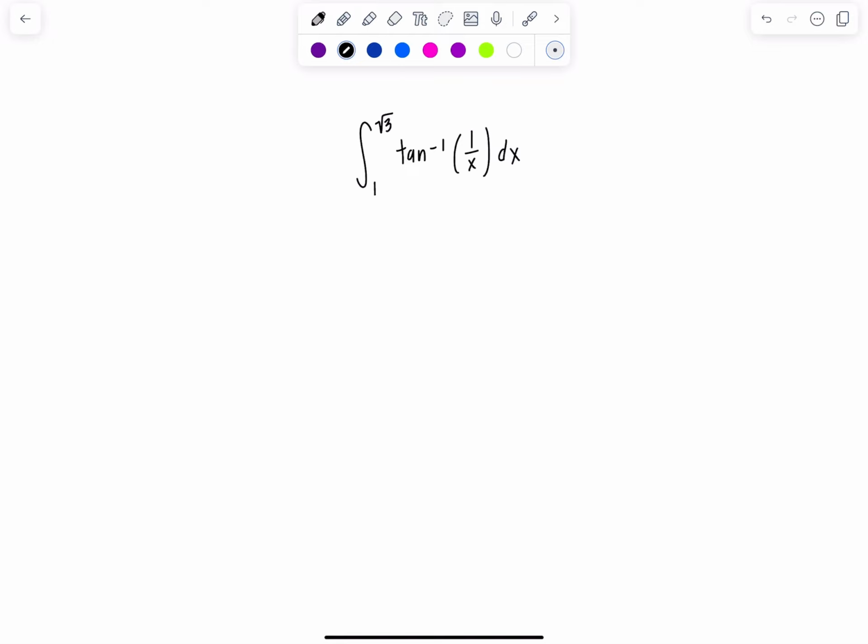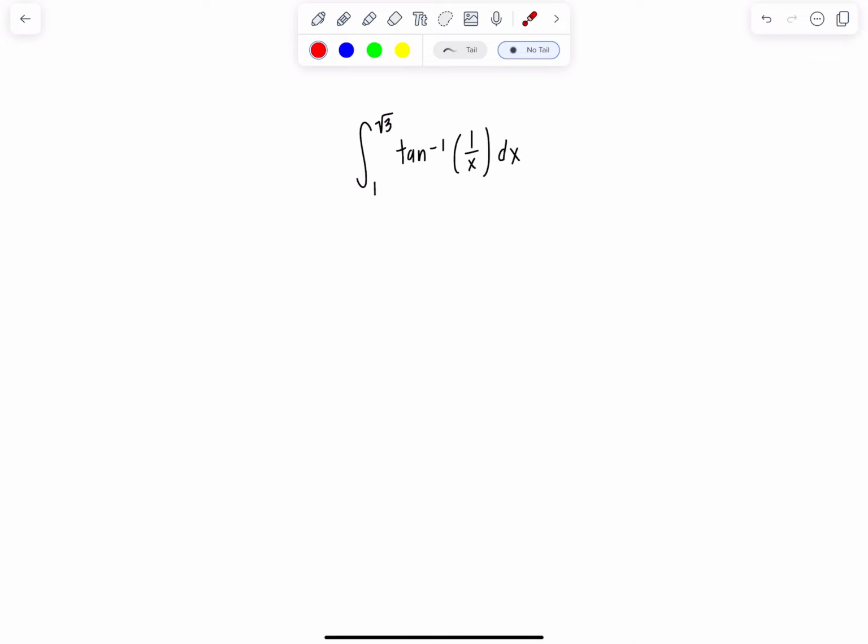It's a definite integral, from 1 to radical 3 of tan inverse of 1 over x dx. Now, typically, anytime you're trying to integrate some inverse trig function, you use integration by parts and you let the trig function be u, and then dv is just plain old dx.